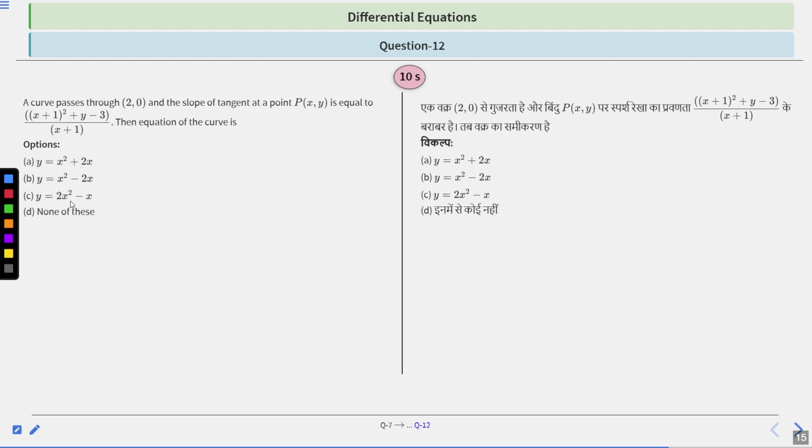So see, the hint of this question is: since the slope of the curve, that is dy by dx, is given as x plus 1 whole square plus y minus 3 upon x plus 1, after solving in a proper way, that is proper simplification, you can easily get the solution of the differential equation, and that curve is basically passing through 2 and 0. So after putting the values of 2 and 0, you can get the value of c, right? And after getting the value of c, you can get the equation of the curve, right? So in this way, you can try to approach this question. You have 10 seconds to solve or think about this question. After 10 seconds, we will discuss the solution.